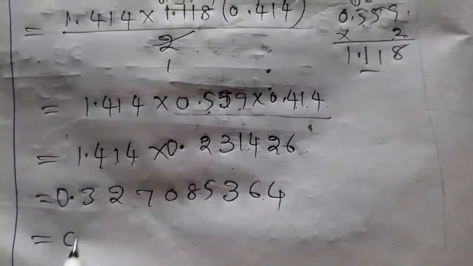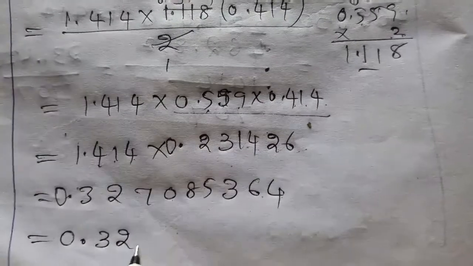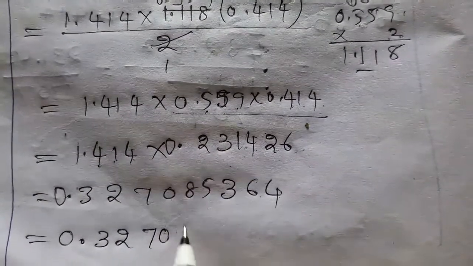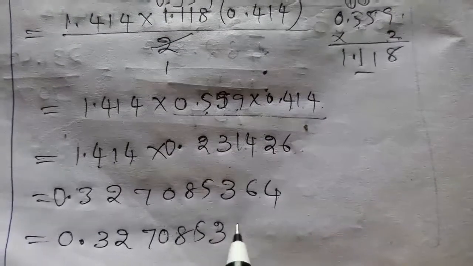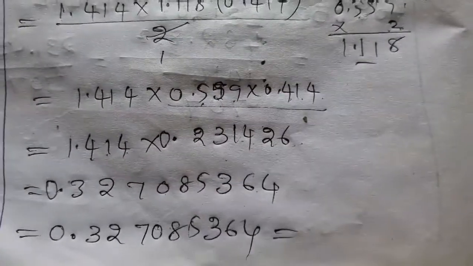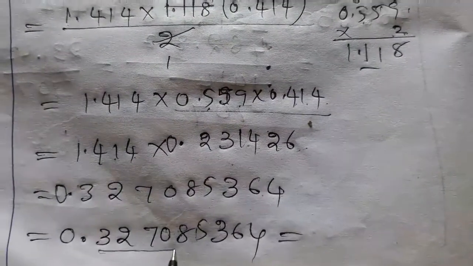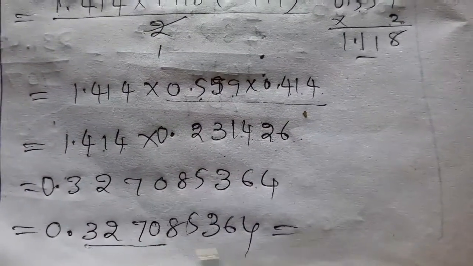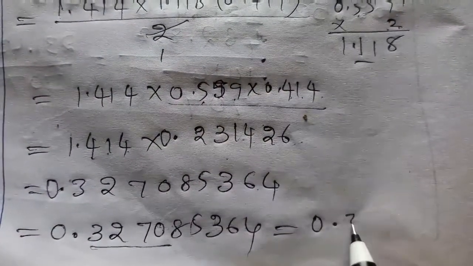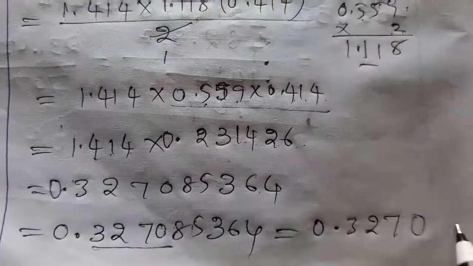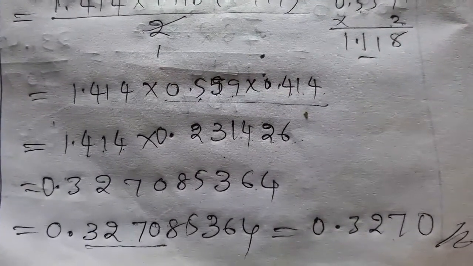How much we got? 0.327085364. So we want 3 decimal places, take up to here. That means 0.327 is the answer of the given question.